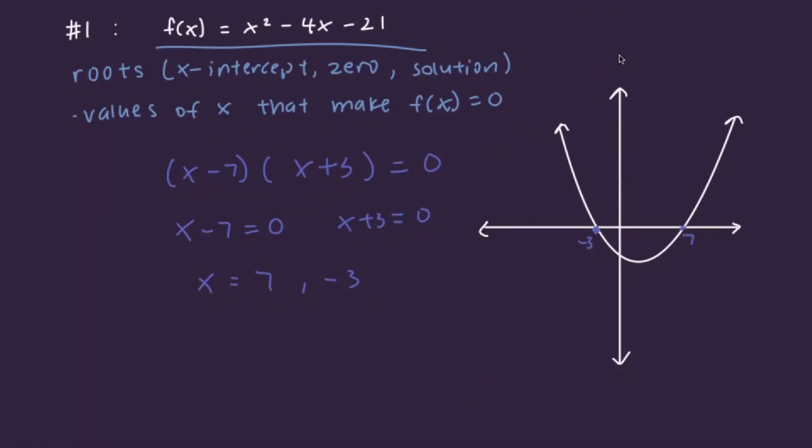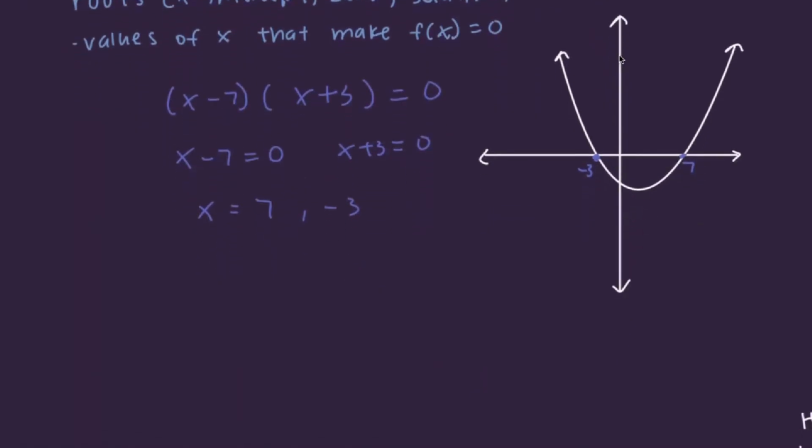Let's find the sum and product of the roots. The sum would be 7 plus negative 3, which is 4, and the product would be 7 times negative 3, which is negative 21. But sometimes we will have to find the sum and the product of the roots without knowing the roots themselves. How can we do that?